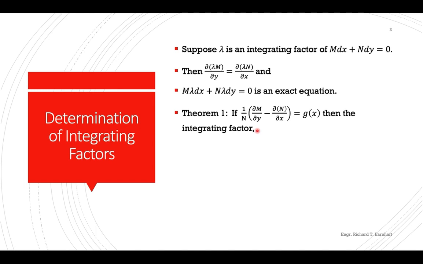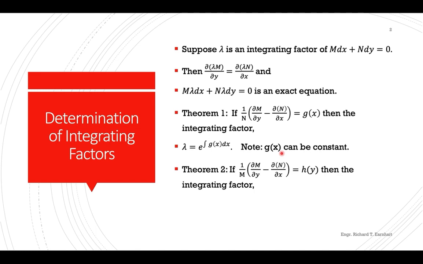Now, we discussed two theorems that determine the integrating factor of the equation. If 1 over N multiplied by the difference of these two partial derivatives is equal to a function of x alone, then the integrating factor will be evaluated by this formula, e to the integral of g of x dx. Note that g of x can be constant.